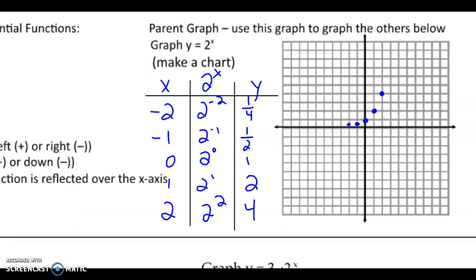All right, so your points should look something like that. Remember, there's an asymptote on the x-axis here. So when we connect our dots, we don't want to go below the x-axis. So it looks something like that.